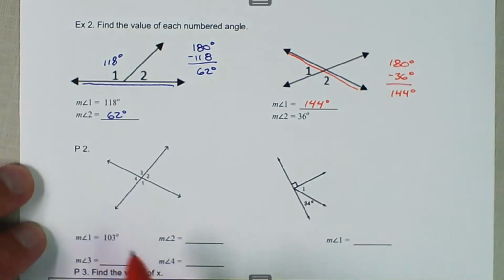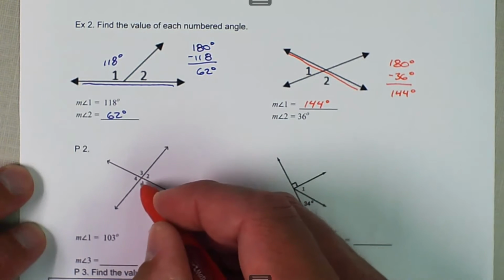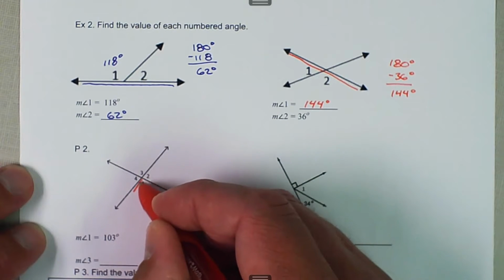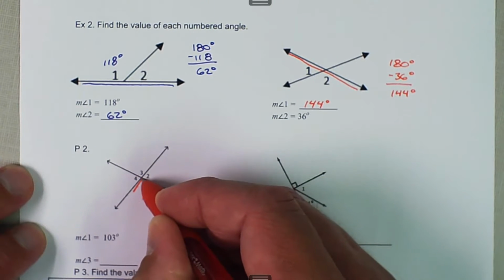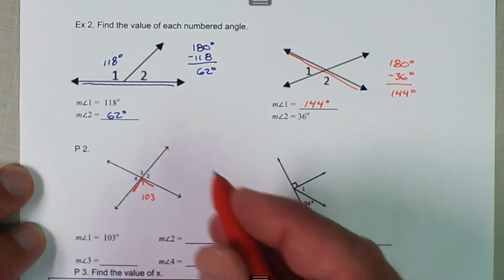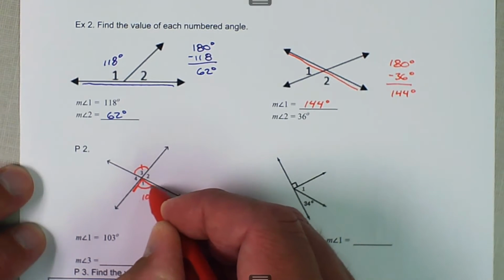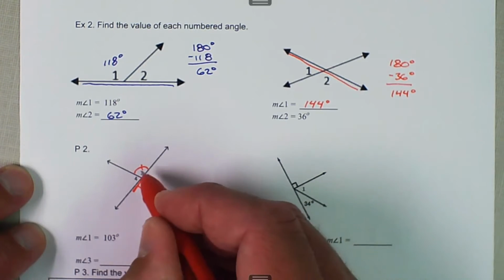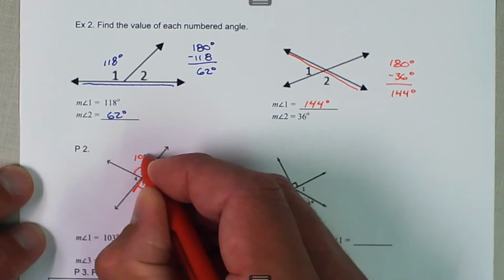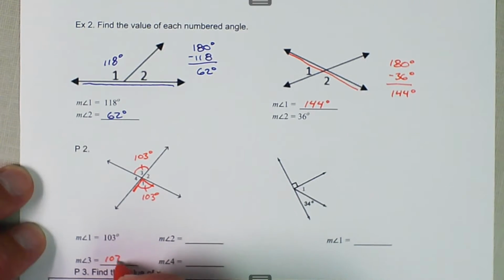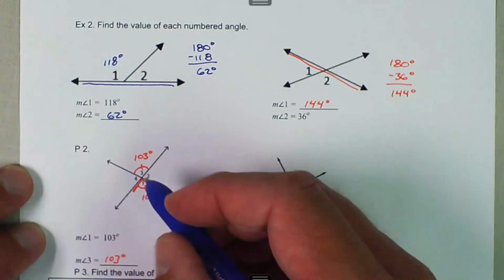Next one, there's a couple different things that we could do here. We have angle 1 is 103 degrees. Very easily, if we remember, vertical angles are congruent. So this angle and this angle have to be congruent. Angle 3 also has to be 103 degrees. And we didn't have to do any math there, we just had to remember that they're congruent.